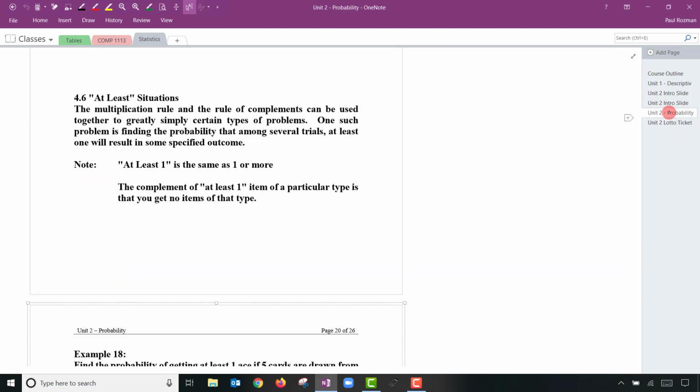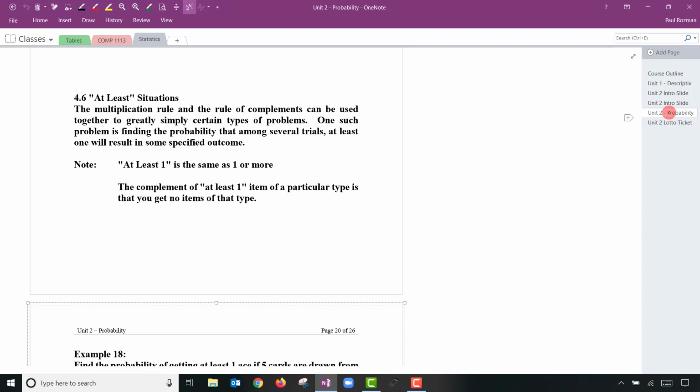At least situations are problems where it turns out to be much simpler to work with the complement than to work with solving the problem directly. An example of this might be, what's the probability of at least one success? If we were solving that directly, we would first find the probability of one success, then find the probability of two successes, then find the probability of three successes, etc., and so on. And then we would sum all these together, assuming they were mutually exclusive.